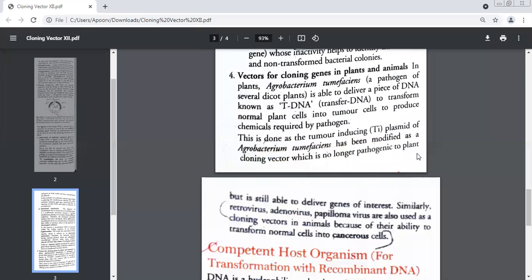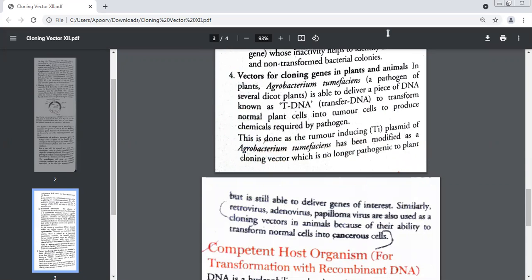Now this is no longer pathogenic to plants. It does not cause harm to plants, but it goes and delivers your gene of interest. What does a vector do? It takes your foreign gene into the host in which you want it. So in this case, who is carrying the gene of interest? Which pathogen? Agrobacterium tumefaciens. Beta, you need to learn the names of these vectors. They are generally asked: one vector in plants and one vector in animals.